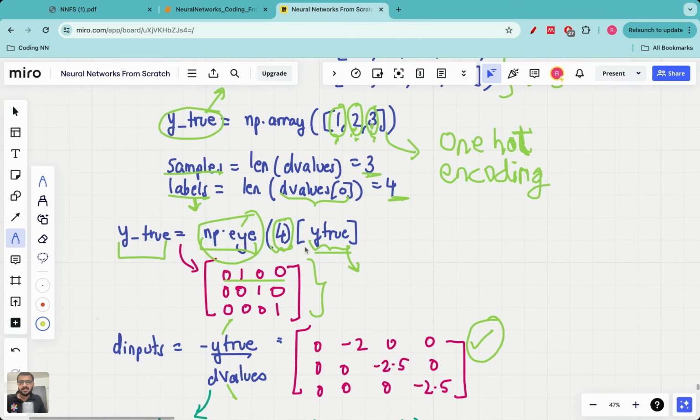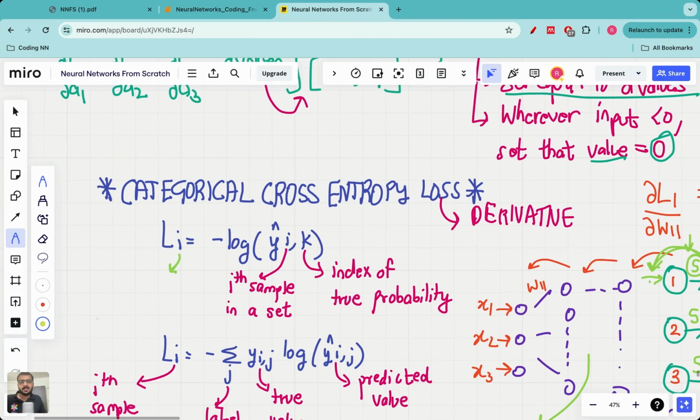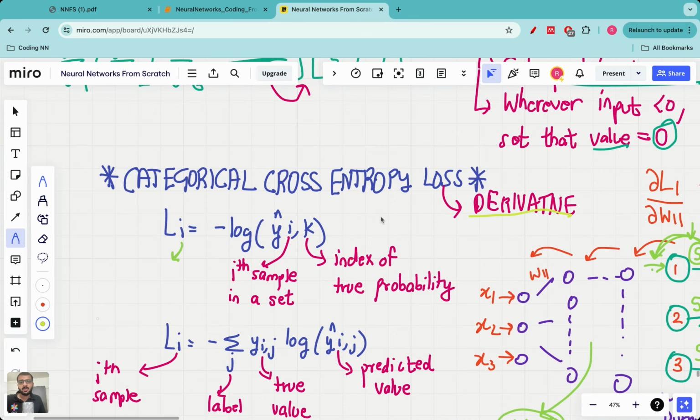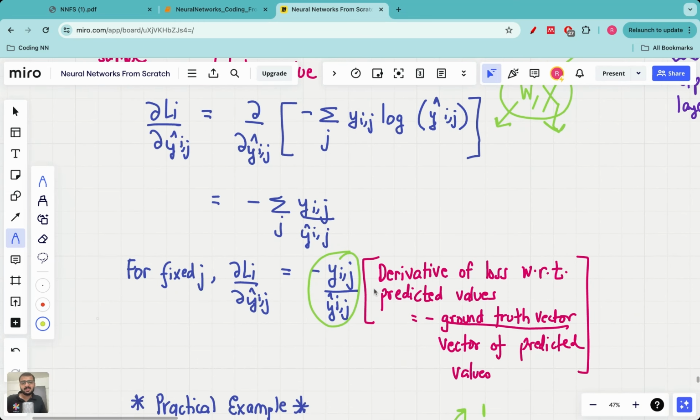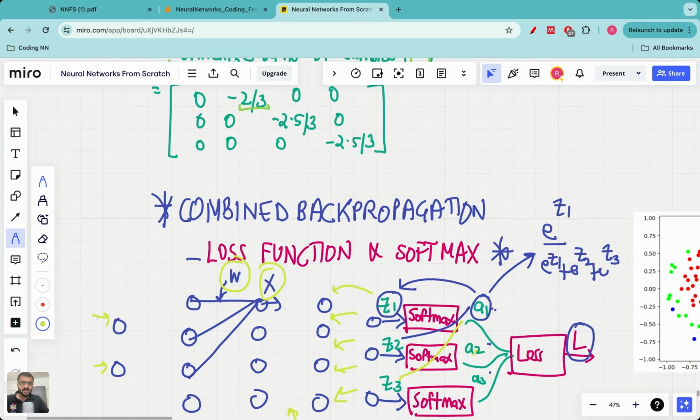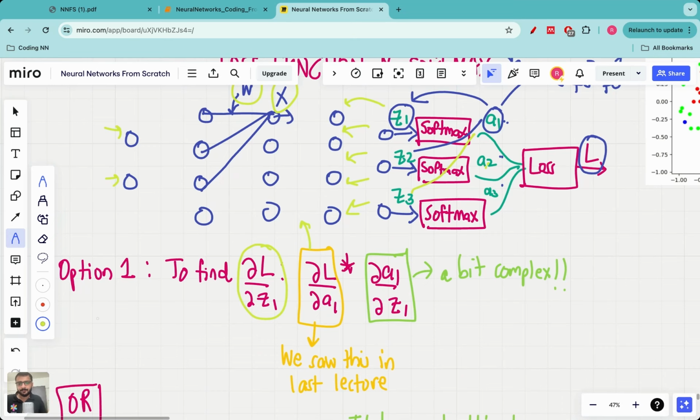Let's look at the first term here. In the previous lecture, we looked at finding the partial derivative of the categorical cross entropy loss, and it's pretty simple. It's just the negative of the ground truth vector divided by the vector of predicted values. If you have not seen this lecture, I highly encourage you to go through it. So finding the first term is actually pretty simple. The second term is the partial derivative of a1 with respect to z1, or rather the partial derivative of the softmax output with respect to the softmax input.